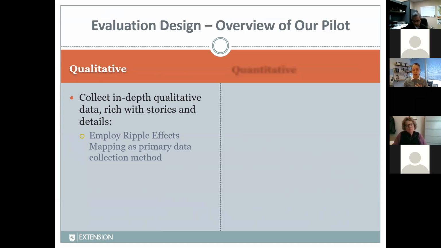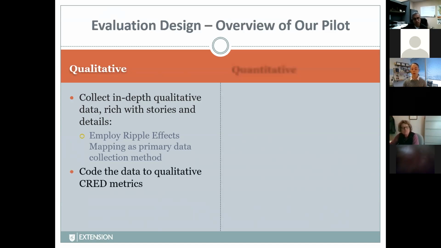I don't want to take too much time getting into the qualitative aspect. I only have about 20 minutes here, but ripple effects mapping we have found is a very successful way to collect qualitative data, in the sense that you actually go and speak with the people in the community who are actually doing the work, you collect their stories about their impact, and you begin to understand what's truly happening at the ground level. And then our plan has been, and we've done this in a couple cases, to code the data to qualitative CRD metrics that I created last year as well.